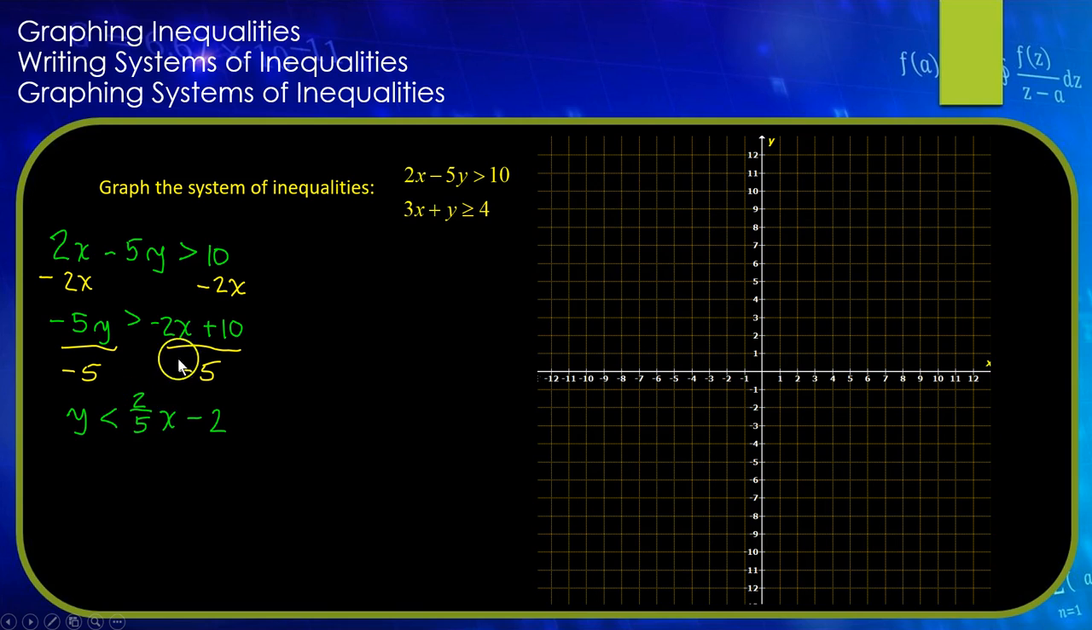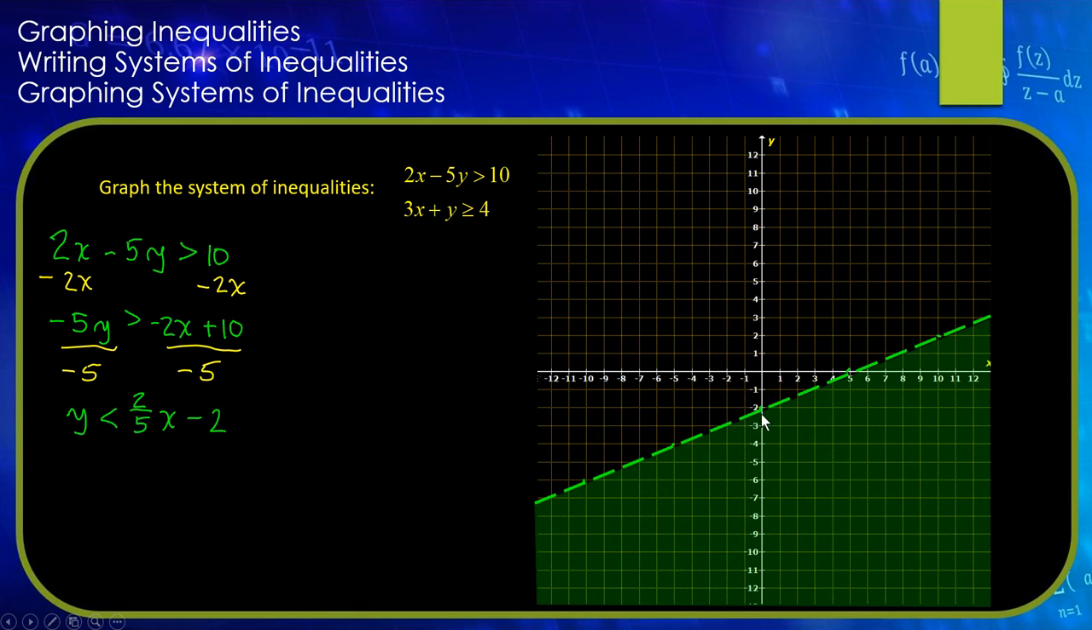So I'm going to have y is less than negative 2 over negative 5, which would be a positive 2/5. Positive 10 over a negative 5 would be a minus 2. So this inequality becomes y is less than 2/5 x minus 2. When I plot it, I'm going to have the y-intercept at negative 2. It's a slope of 2/5, so up 2, right 5. You can see that. It is a dashed line because there's no equal to, and I'm shading below that line because of the less than symbol. So that's the first part of it.